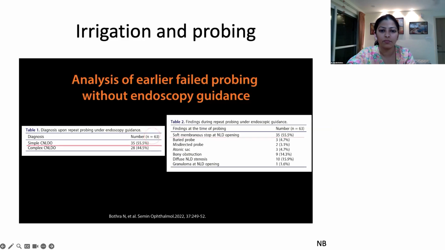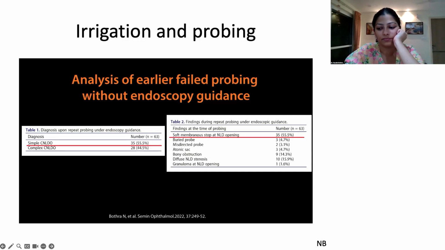Of interest were 35 cases of simple congenital nasolacrimal duct obstruction, which had a simple membranous obstruction at the nasolacrimal duct opening. Post-intervention, 32 of these cases had a successful outcome with probing under endoscopy guidance, and the remaining 3 had developed atonic sac and were successfully managed by dacryocystorhinostomy procedure.